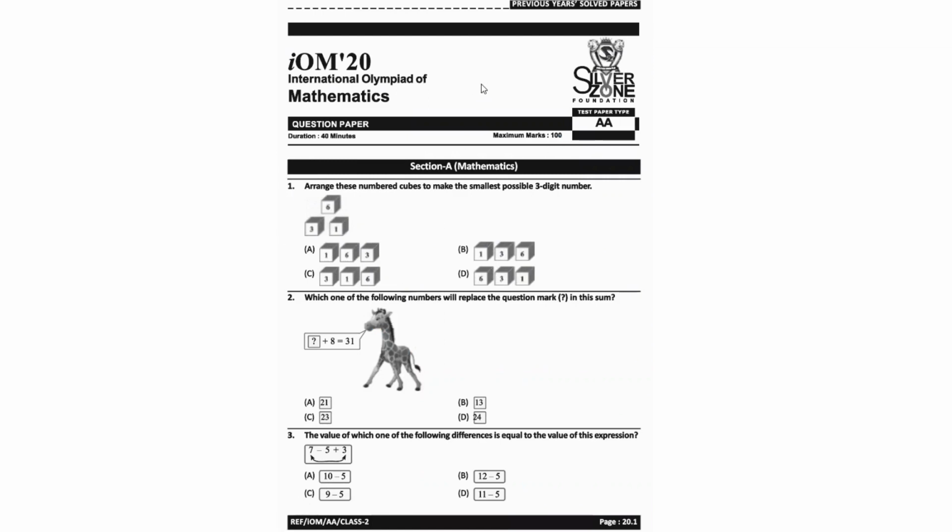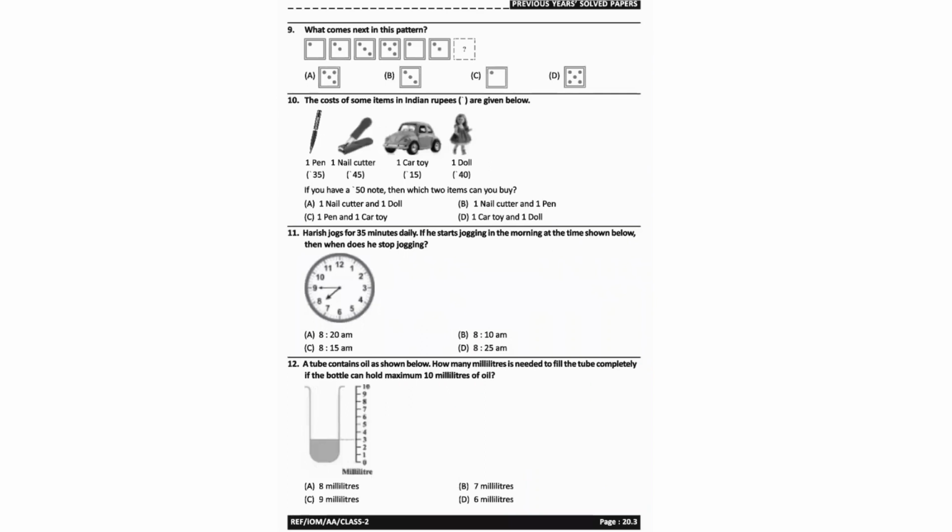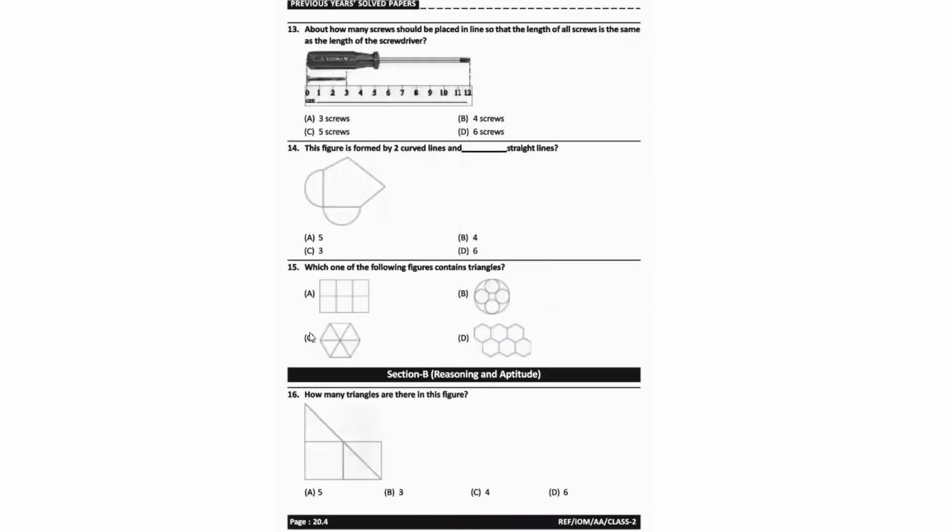Over here, we have first section, as you can see. This is the mathematics section. Okay, section A. This comprises of 10 questions. 15 questions, sorry, 15 over here, as you can see.